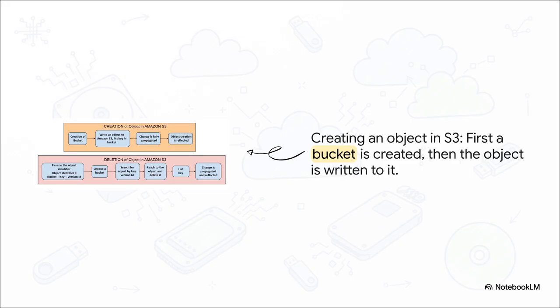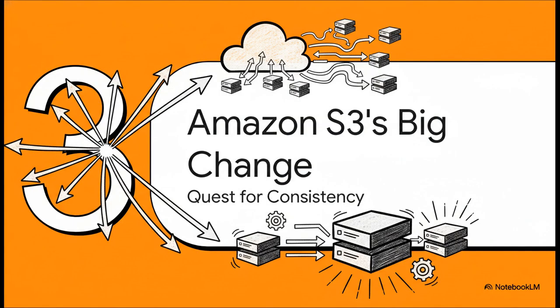Then, when you write an object to that bucket, the S3 system completely takes over. It finds the perfect place for it and makes sure that that change is copied across its massive global infrastructure, so your data is always safe and always accessible. Now, this is where the story gets really interesting. For years, S3 operated on a model called eventual consistency. It was a brilliant design for what it was built for. But as the world changed, the demands on the system changed too. And that led to a monumental shift in its architecture.